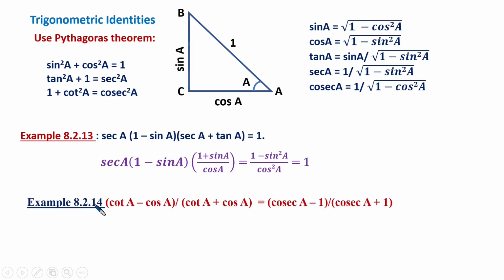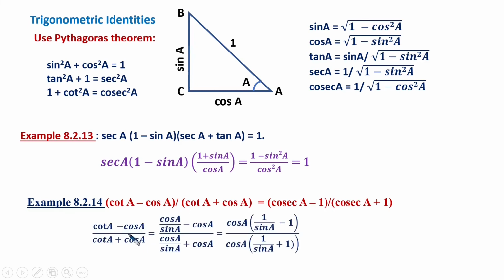Okay. Example 8.2.14, that is cot A minus cos A divided by cot A plus cos A equals this one. So how do I write here cot A minus cos A divided by this thing I have written here. I have expanded this: cot A is cos A by sin A, and cot A again cos A by sin A. Cos A I have taken common, 1 by sin A minus 1. This cos A gets cancelled.